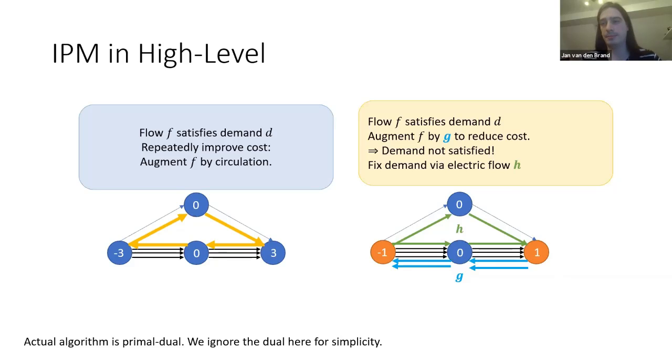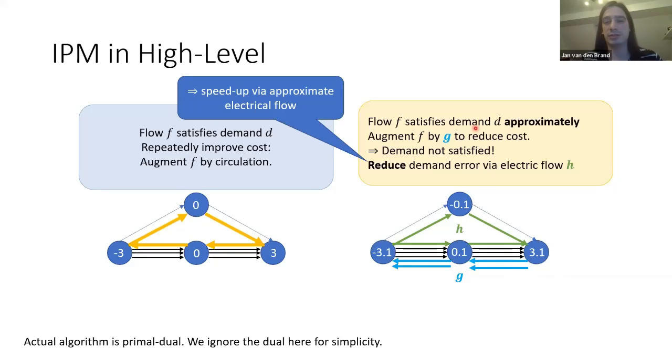All right, now how can we do these computations more efficiently? What we observe is that for this computation, it suffices to do everything in some kind of approximate way. So let's say our flow satisfies the demands only in some approximate way. So there is some small error here compared to the left. And now when we reduce the cost by augmenting by g, the demand is not satisfied at all. We try to fix this error in demand again by routing an electric flow. But since we don't have to satisfy the demand exactly, it's enough to compute some approximate electric flow here. And since we can compute some approximate electric flow, we can speed up the time that's required for this flow.